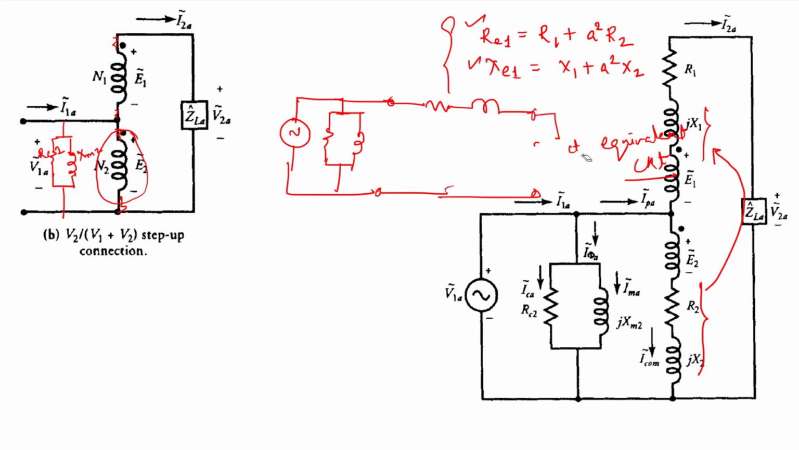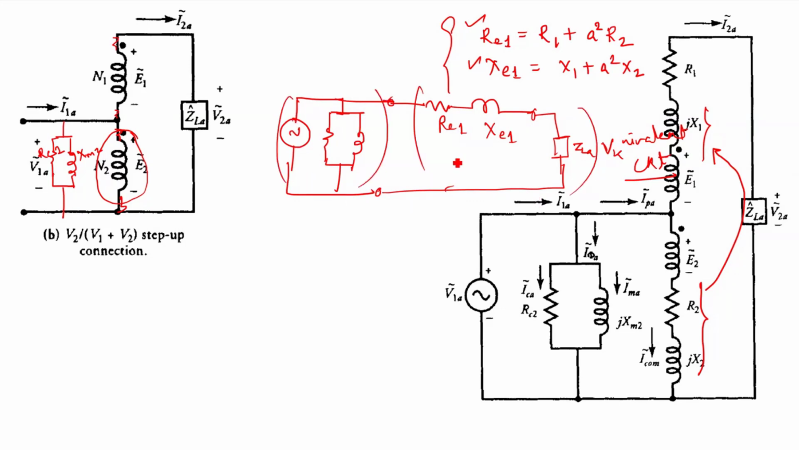This is your load. Now this will become RE1, this is XE1, and this is your ZLA and V2A. So this part is your secondary side, this part is your primary side. Now if I refer this whole secondary quantities to the primary quantity, then I have to multiply with AT square.